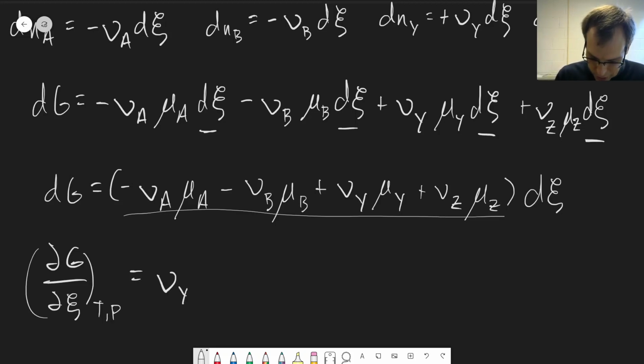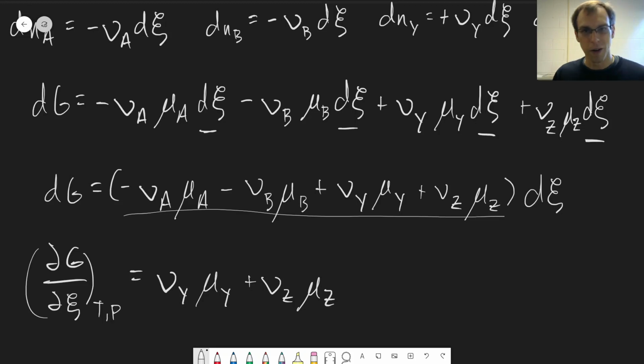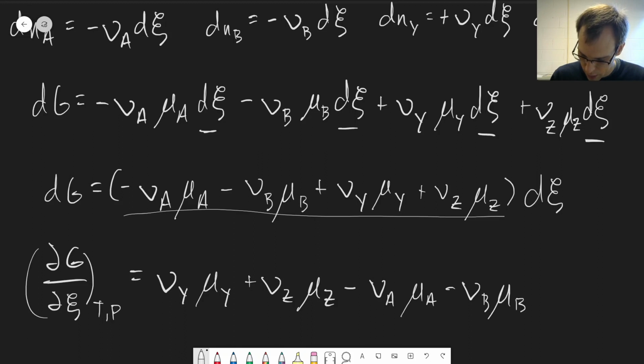So we have nu Y times the chemical potential of Y, plus nu Z times the chemical potential of Z, and just to reiterate, these values are just the stoichiometric coefficients from the reaction. We just have to take those into account. And then we subtract our chemical potentials for A and B, which are our reactants in this case. And so this gives us how the Gibbs energy changes as the reaction proceeds.